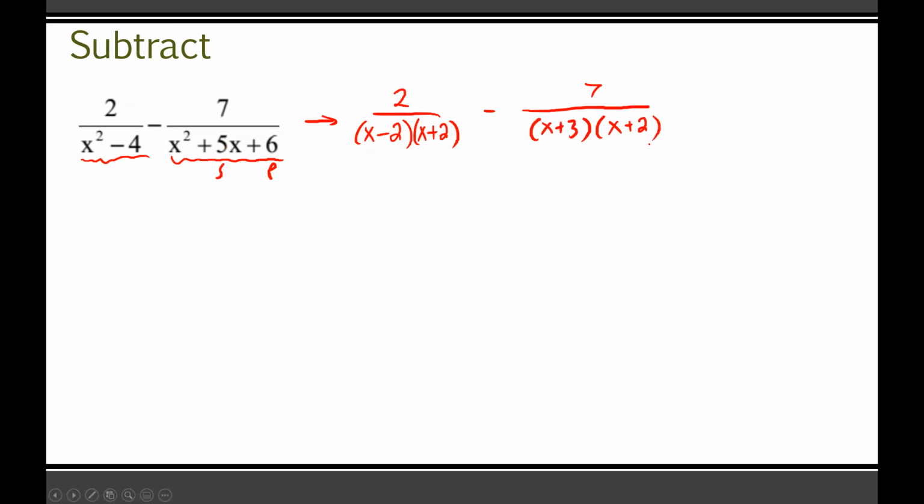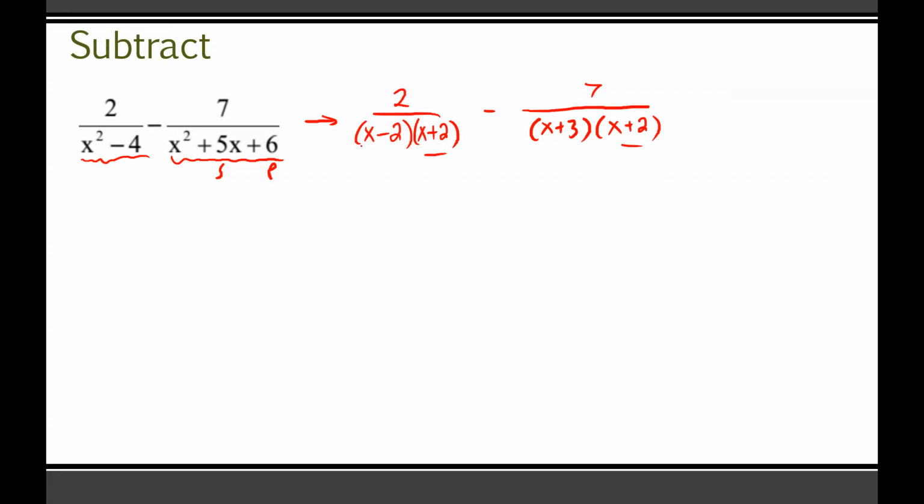Now, the next step when you're adding or subtracting rational expressions, just the same as when you're adding or subtracting normal fractions, is that they need to have the same denominator. Well, having it all factored is actually going to help us out quite a bit, because once it's in factored form, you can start seeing what things they have in common versus things that they don't have in common. Well, one thing that they have in common right now is this x plus 2. Both of those rational expressions have x plus 2 as a factor in the denominator.